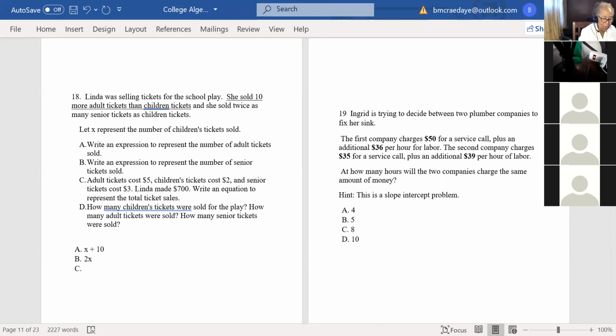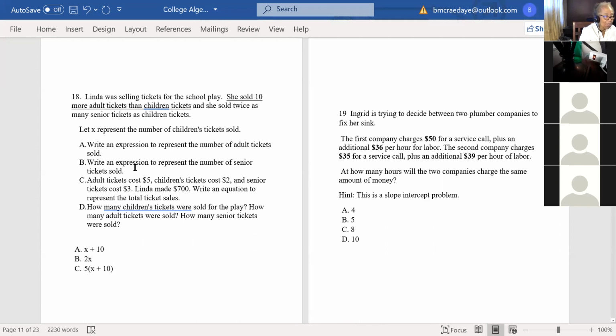Tell me what to write, Latoya. 2X. 2X plus 3. No, 5X. No, 5 is the price, right? Oh, so 5 would be times, and that would be parentheses. Yeah, parentheses times three. X plus 10. Okay. That would be the adult tickets.